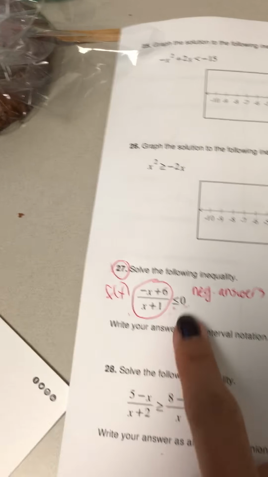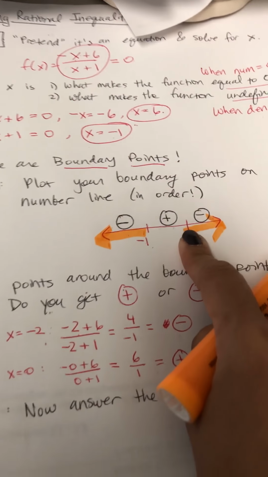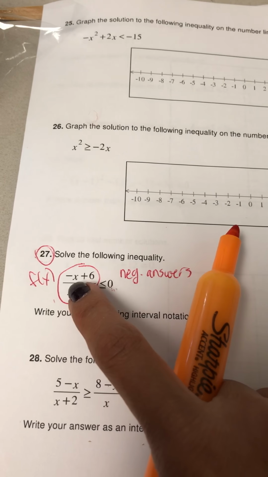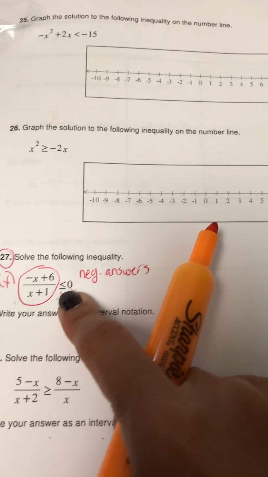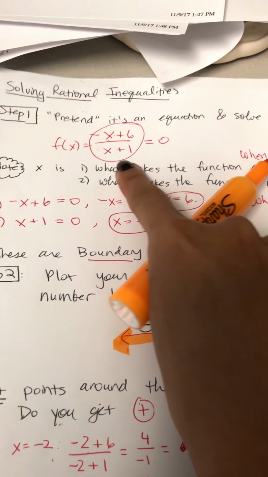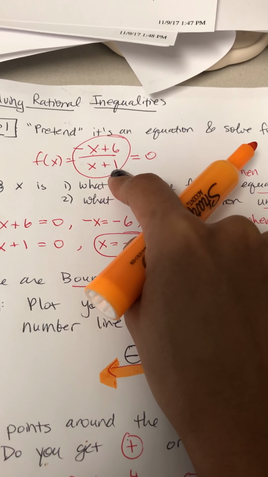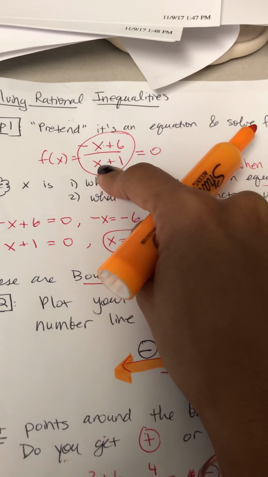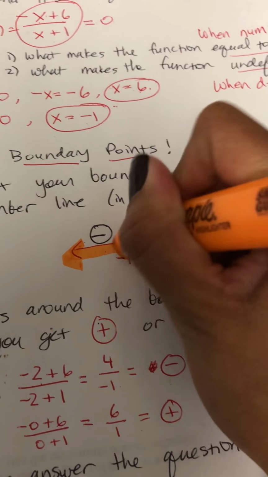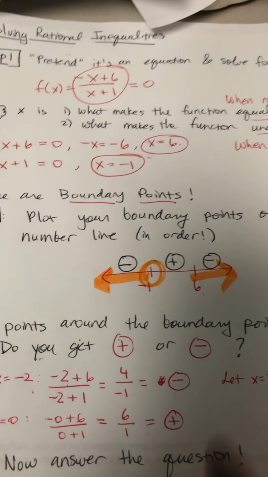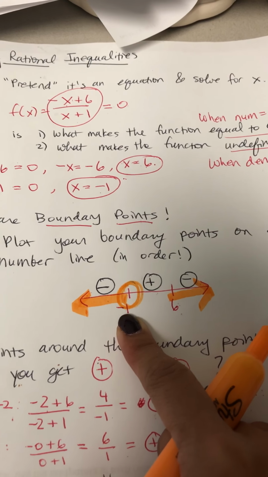Now, we also want to know when it's less than or equal to 0. So I want to know at -1 and 6, do I do an open circle or a closed circle? So they're asking me, when is this function less than or equal to 0? Well, if I plug -1 into this function, guess what? I'm going to get undefined because you can't have a 0 in the denominator. So therefore, I'm going to do an open circle on -1, which means the answer does not include -1.